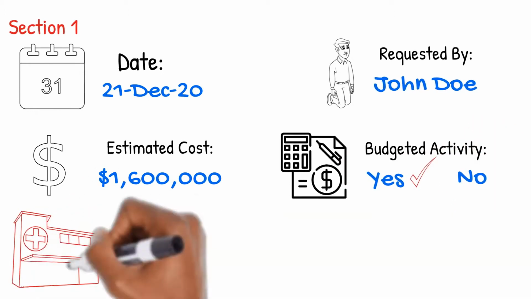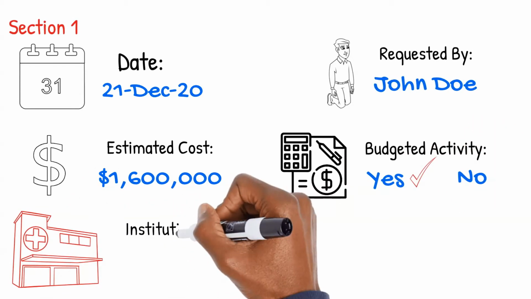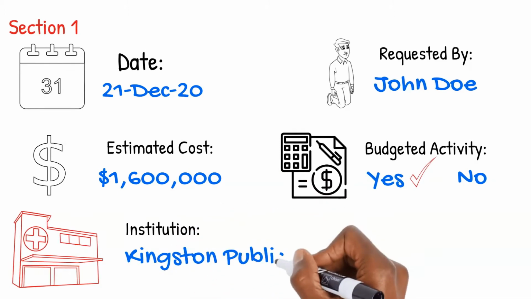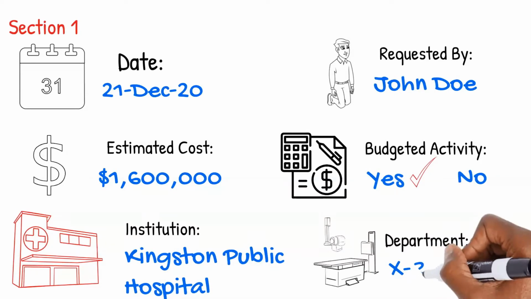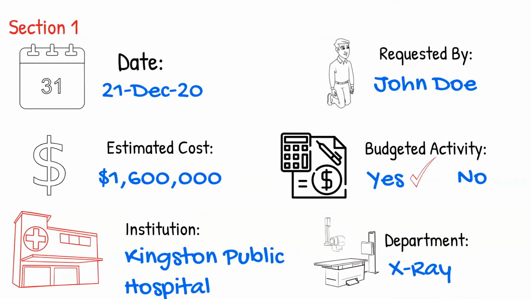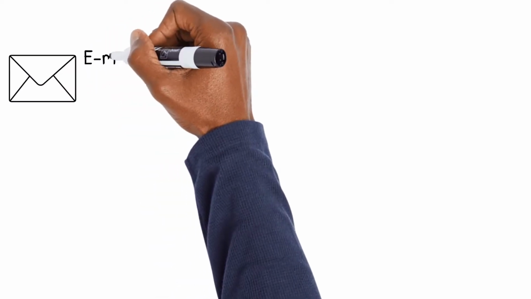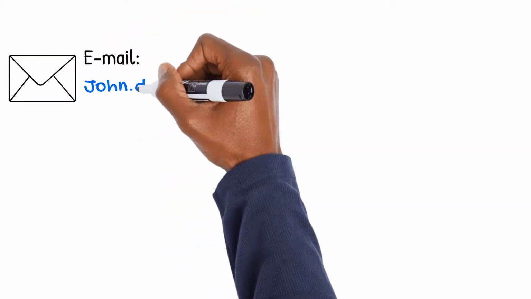Which institution is this for? Indicate, for example, Kingston Public Hospital. Which department within that institution is this purchase for? Example, X-ray department. We may need to contact you, so please provide us with an appropriate email address.